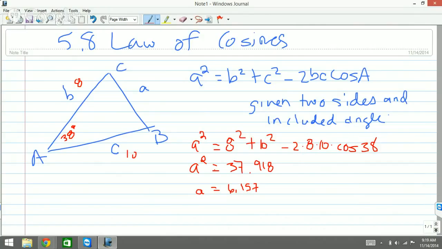Law of cosines. Plug and chug. It's, again, very similar to the law of sines. You have what you have, you use it. Did you check your mode? What did you get? Pretty sure that's not right. Did anybody else get?